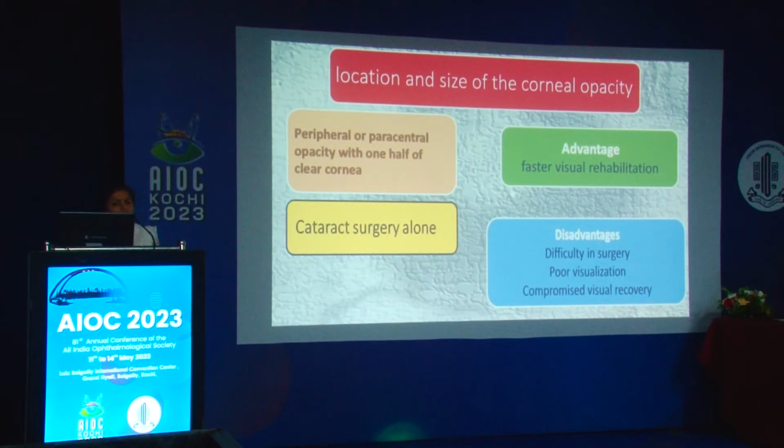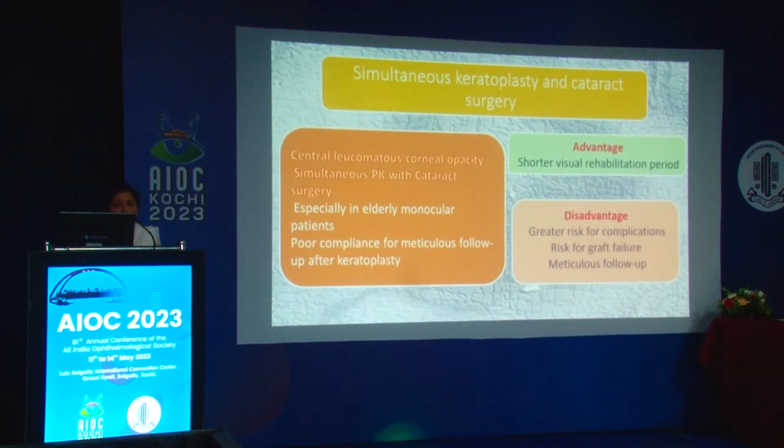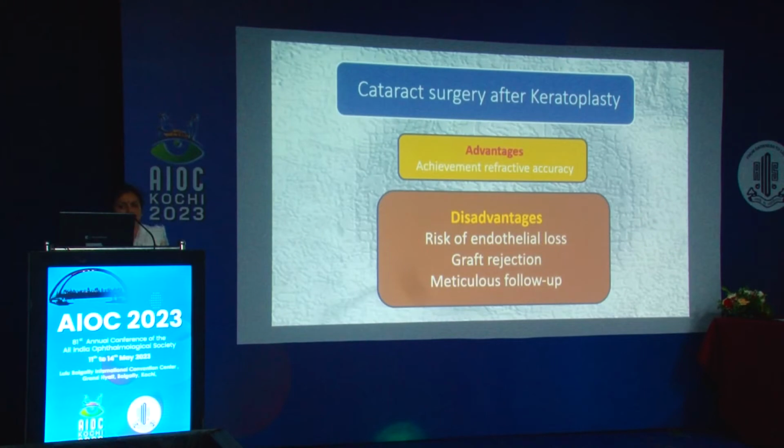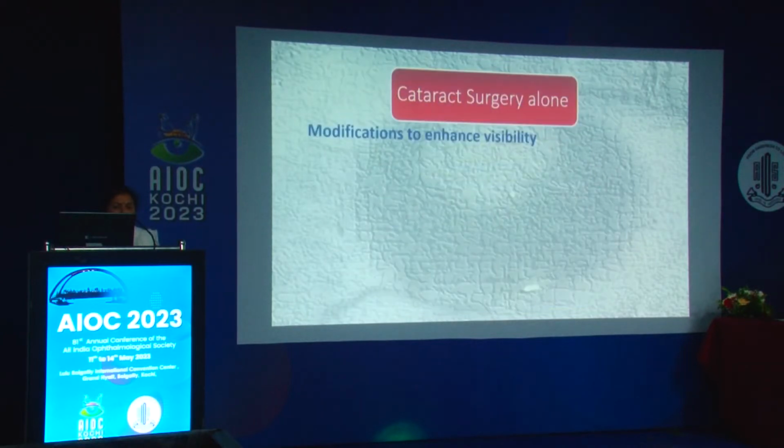When opacity is peripheral or paracentral and one half of the cornea is clear, at that time we can go for cataract surgery alone, which gives faster visual rehabilitation, but there is always difficulty in the surgery. When we go for simultaneous keratoplasty and cataract surgery, there is a shorter visual rehabilitation period, but there is greater risk of complications and risk of graft failure. If we go for cataract surgery after keratoplasty, there is achievement of refractive accuracy, but always a risk of endothelial loss and graft rejection.